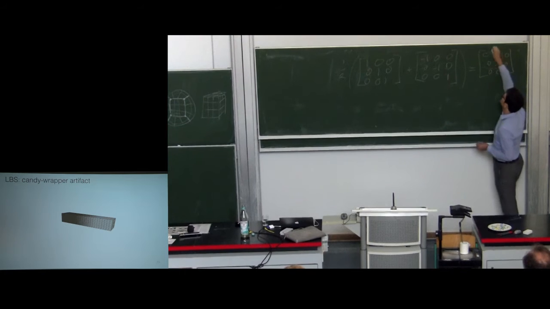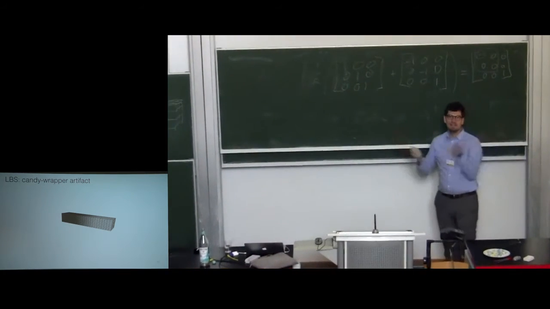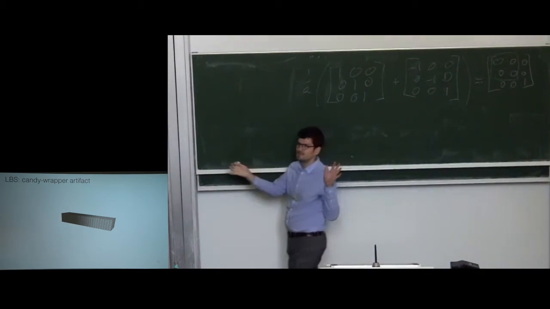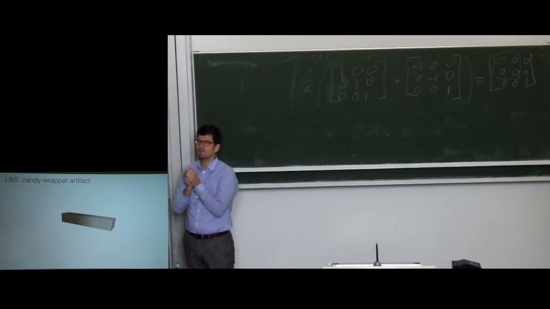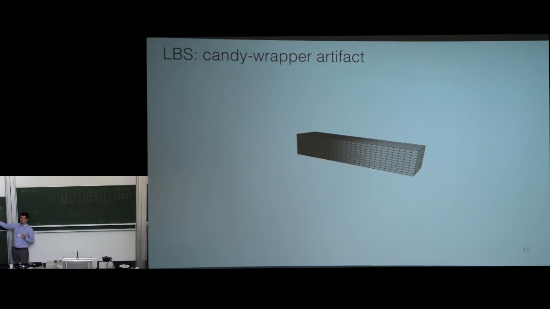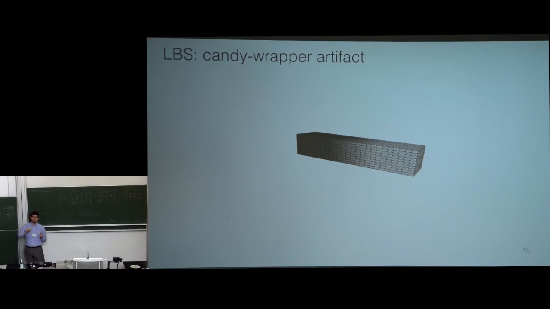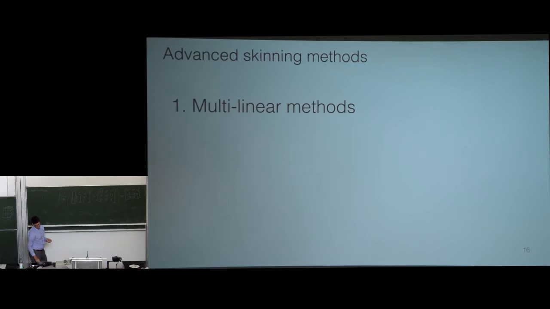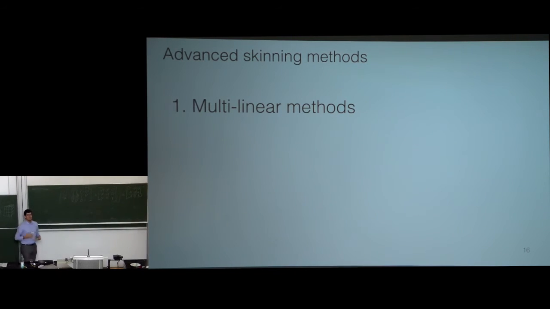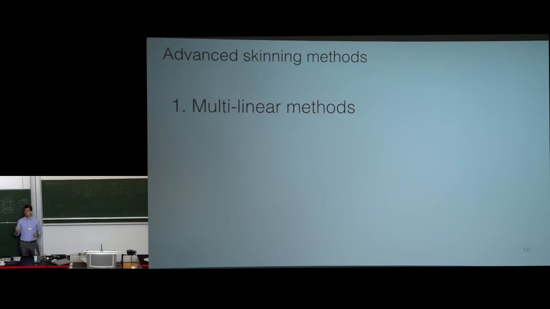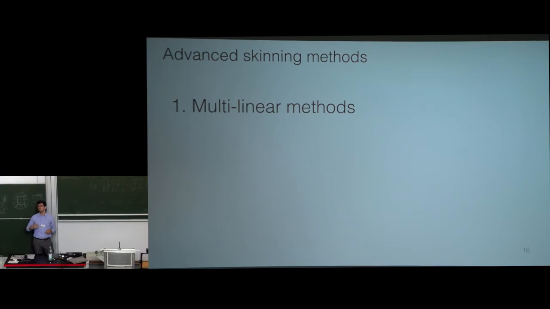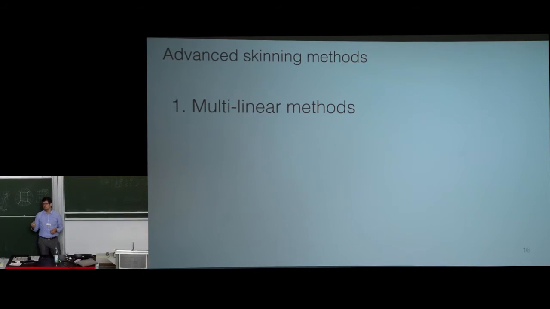And now we can see in this part here that we get this collapse, right? Anything that lives in this space is just being collapsed to zero. So that's exactly corresponding to the joint collapse, this candy wrapper artifact that we see when we're twisting this thing, all the volume being lost in the center. So a variety of different methods have been invented to counteract this kind of volume loss that happens uniquely because of the simple linearity of linear blend skinning.